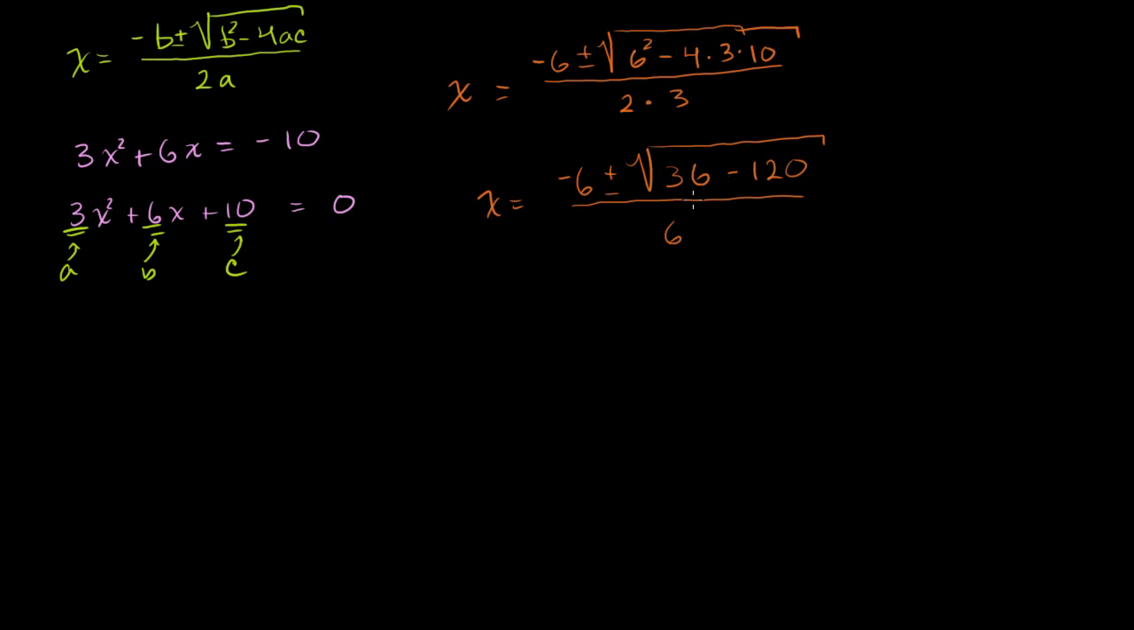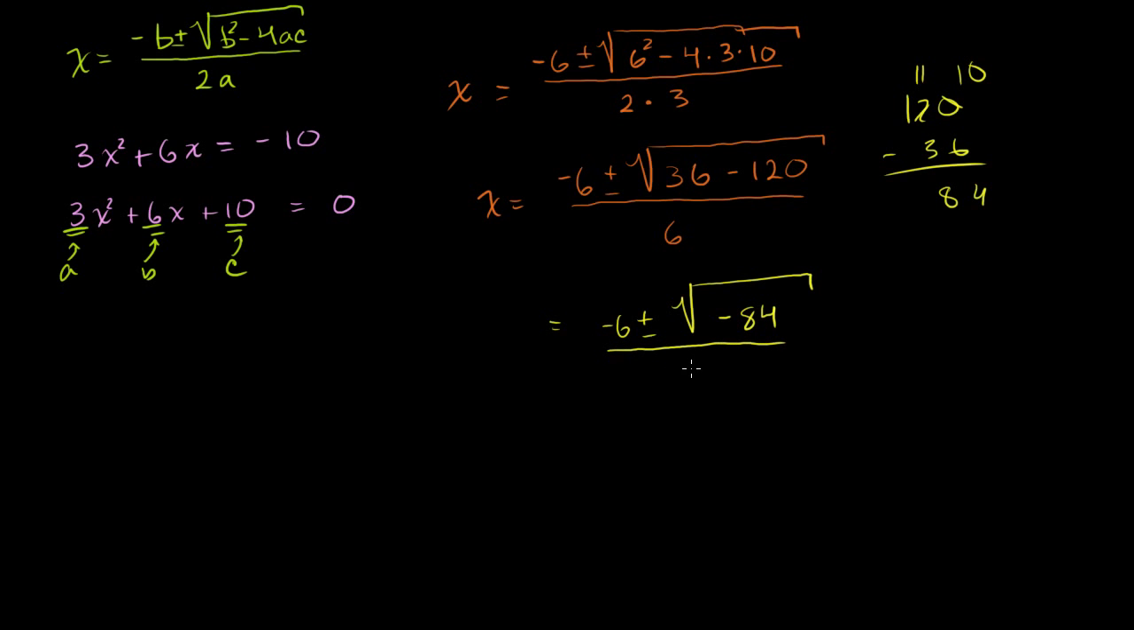So this is interesting. You might already realize why it's interesting. What is this going to simplify to? 36 minus 120 is what? That's 84, if I'm doing 120 minus 36. But we have 36 minus 120. So this is going to be equal to negative 6 plus or minus the square root of, but not positive 84, negative 84. All of that over 6.